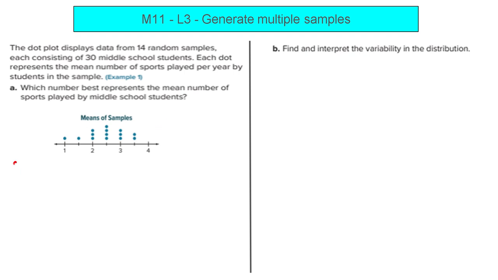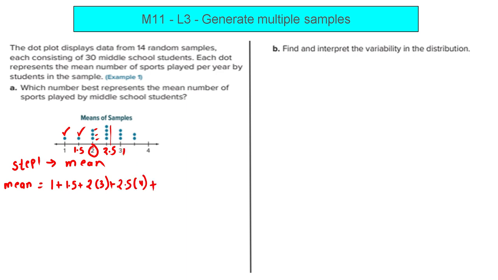Okay, step number one, we find the mean. Remember, step number 1, find the mean. Okay, let us find the mean. First of all, how many 1s are here? Only 1. Plus this is 1.5. How many 1.5? 1, so 1.5 plus how many 2's are there? See, 1, 2, 3, so 2 times 3, plus how many 2.5? 4, so 2.5 times 4, plus how many 3's are there? 3, so 3 times 3. Okay, plus how many 3.5 are there? Only 2, so 3.5 times 2, divided by total how many terms are there.